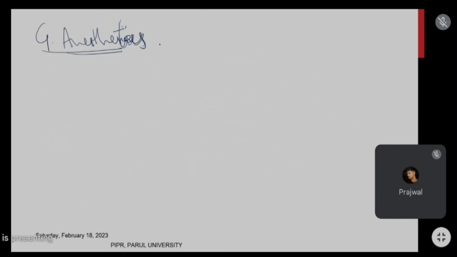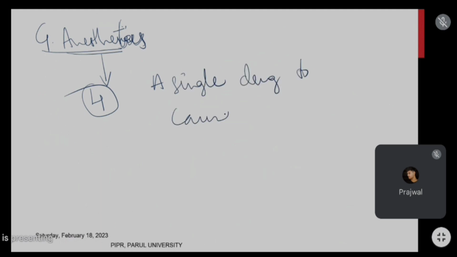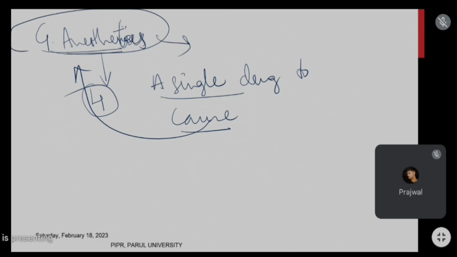Now, one thing you all should understand. Just now I told you general anesthesia is the condition where the patient should have four conditions. In the market we don't have a single drug to cause general anesthesia. That's why, in causing general anesthesia, we have a protocol to be followed. That protocol is called the anesthesia protocol.